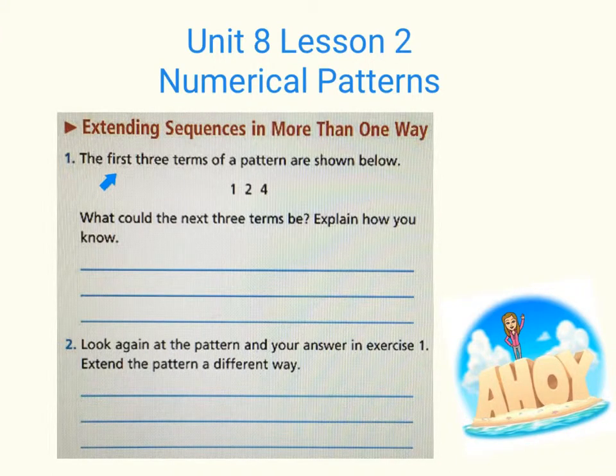So this one has the first three terms of a pattern shown below. Remember, terms are the different shapes or numbers or objects used. What could the next three terms be? Explain how you know. So this pattern, I see a 1, 2, 4.